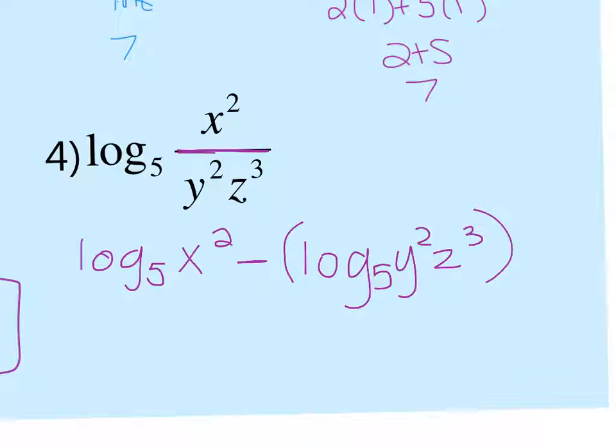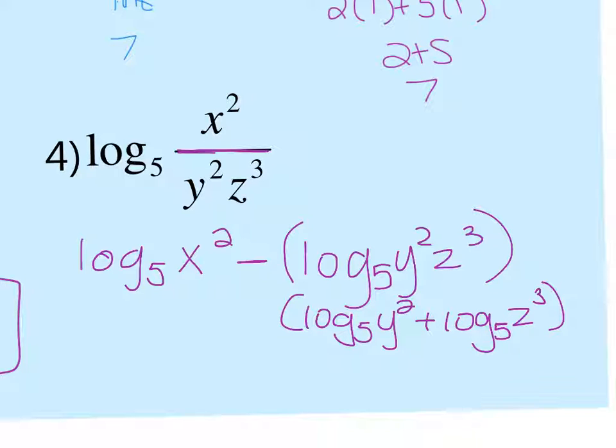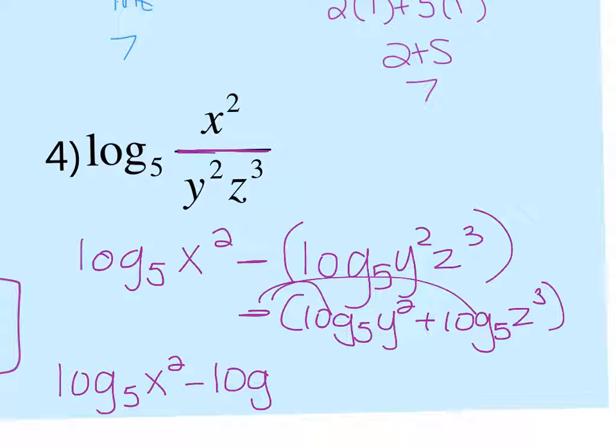Or I can go ahead and spread those out as well. If I were to do it from within the parentheses, this would be y to the second plus log 5 z to the third. But the minus is in front, which tells you what? It's going to get distributed to both of those. So I end up with log base 5 of x to the second minus log base 5 y to the second minus log base 5 z to the third.